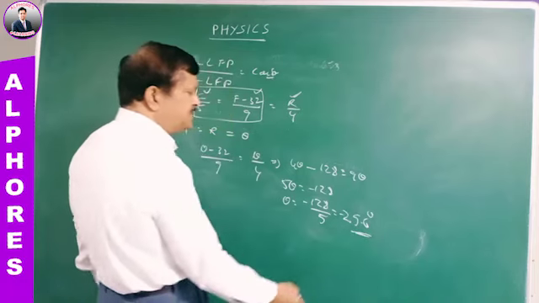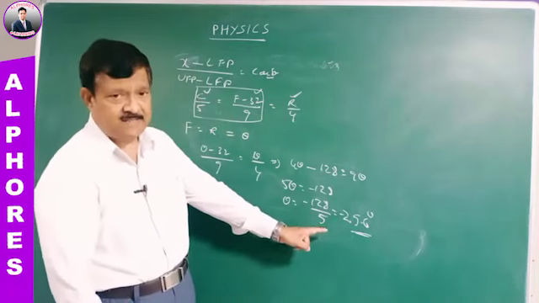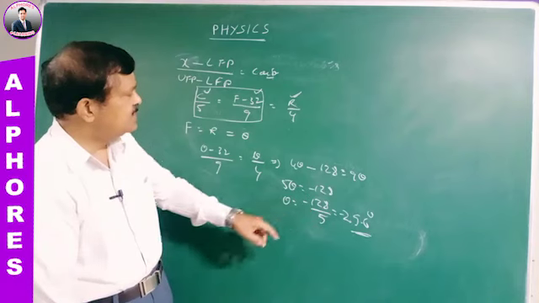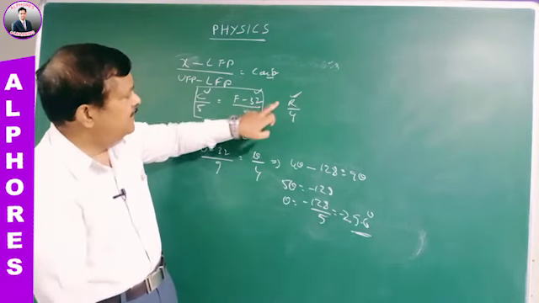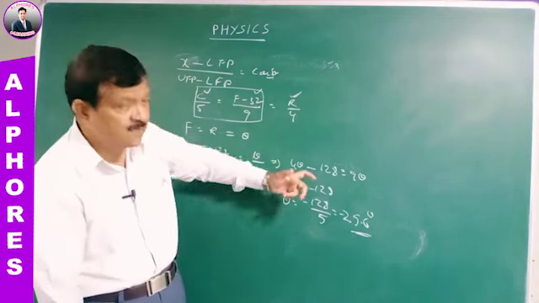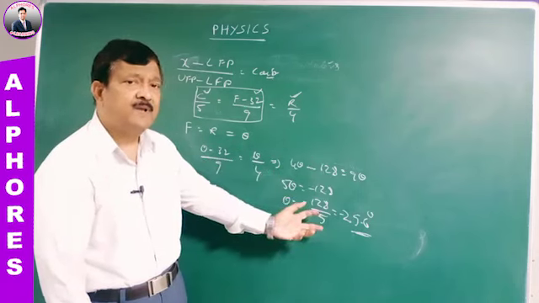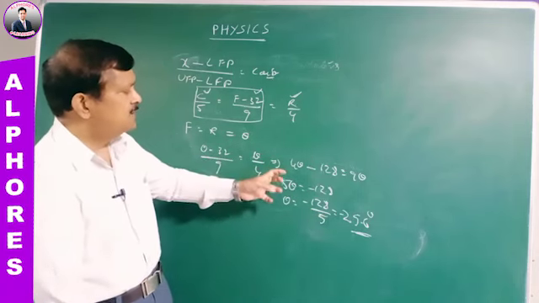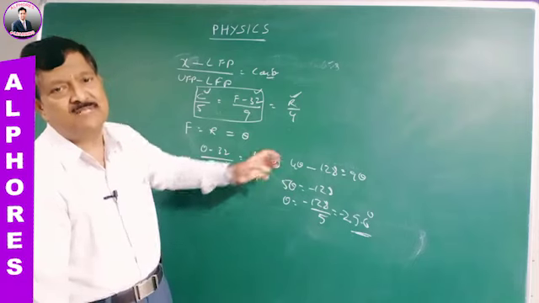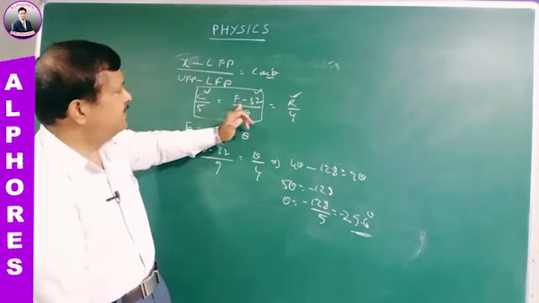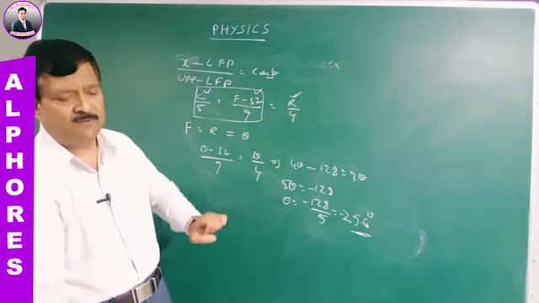So at this temperature, minus 25.6, that is the temperature at which the Fahrenheit thermometer and Reaumur thermometer, both of them will give the same reading. So like this we can find out the temperatures which are equal in both the scales, whether it is centigrade Fahrenheit or Fahrenheit Reaumur, we can find out.